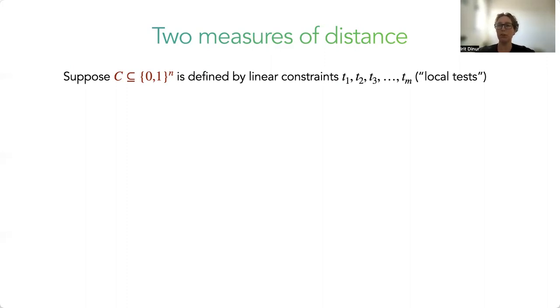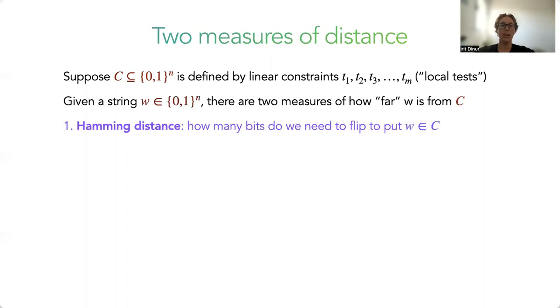Okay, so you have a bunch of linear constraints. Each one of them is very sparse. So we can call them local constraints or local tests. So many linear subspaces can be defined this way. Now, if we have a string W, we can measure how far W is from the code in two ways. The classical way is just the Hamming distance. What's the smallest number of bits that you need to flip to make W reside inside the subspace?